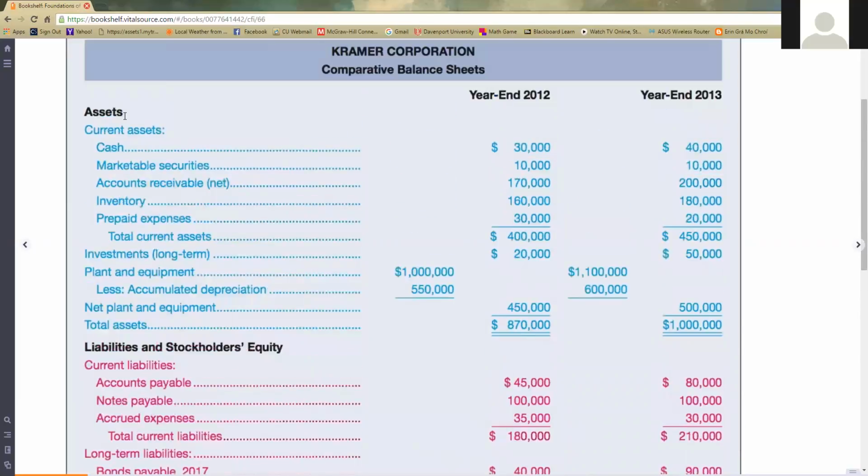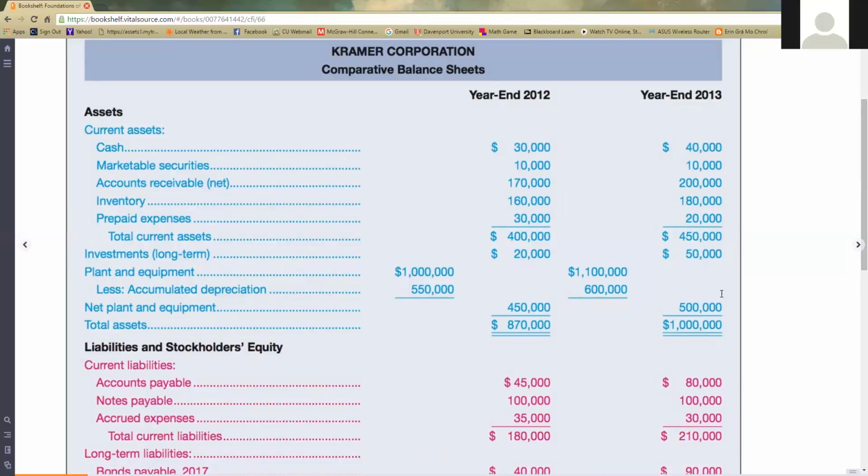So let's come up with the assets. The first thing we notice is that they have these subcategories. Current assets, and they list a bunch of them. And then they total just that group of assets. Then they have this thing called investments, and another group, plant and equipment, and they total plant and equipment. And then finally they add them all up.